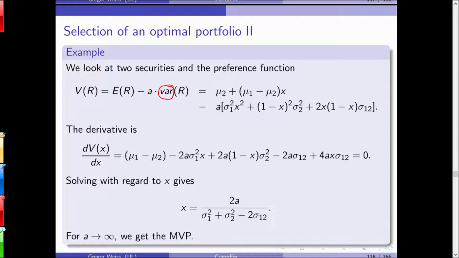And the first derivative is simply given by the second line. We have to find the roots of the first derivative, and solving this with regard to x gives you x equals 2a divided by variance 1 plus variance 2 minus 2 times the covariance. It's quite simple. For a to infinity, we get the minimum variance portfolio.